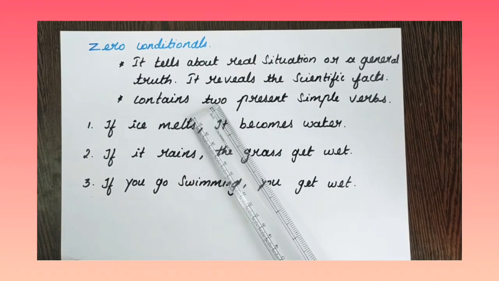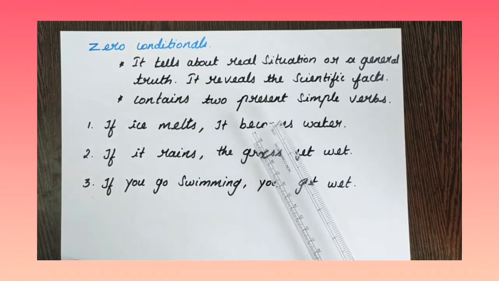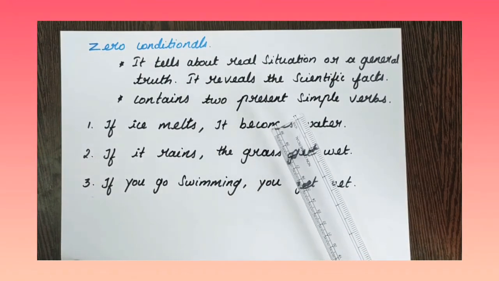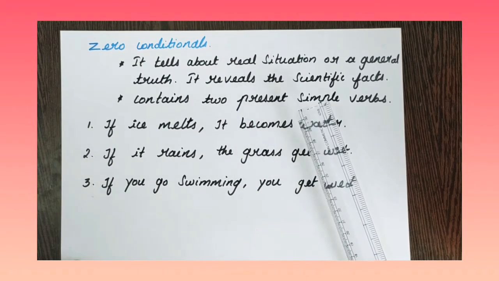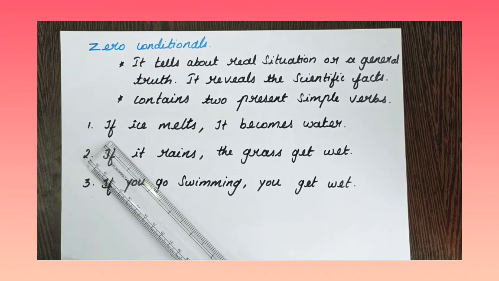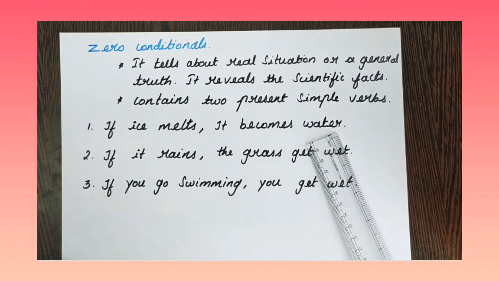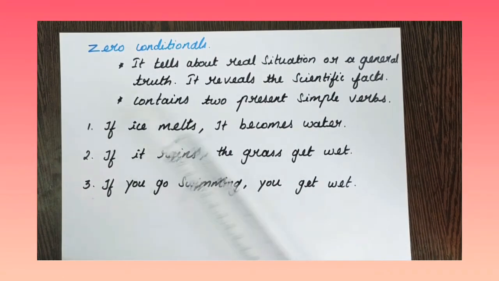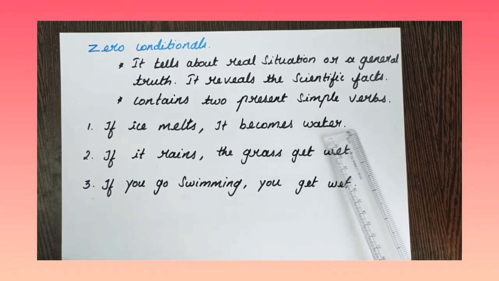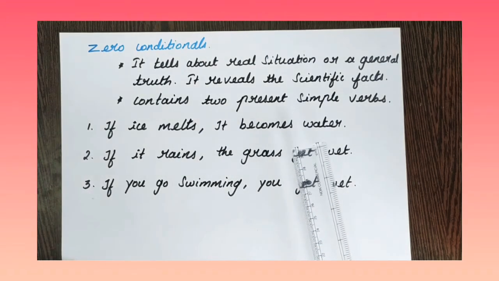It contains two simple present verbs. So the if clause and the main clause will both be in simple present tense. See the examples: if ice melts, it becomes water. It is a general truth. If it is ice, it will melt and it becomes water. Both are present tense verbs.